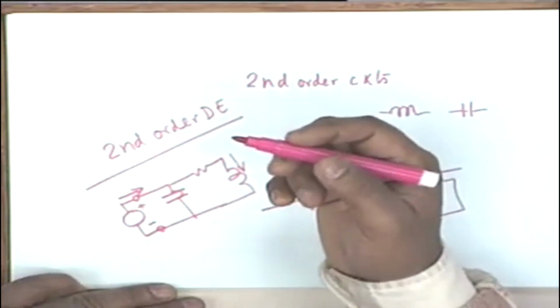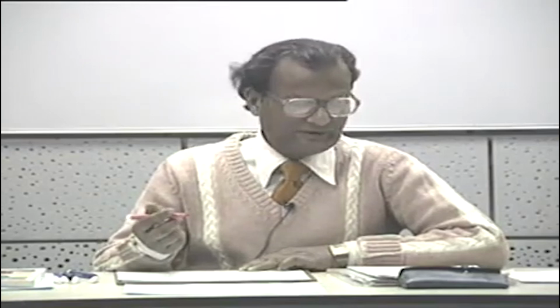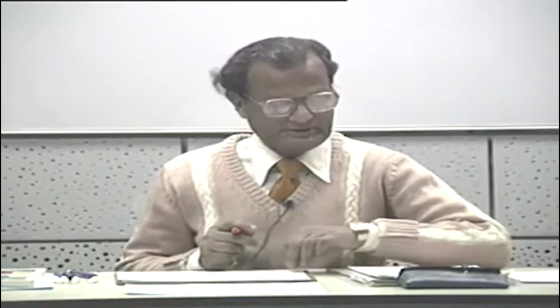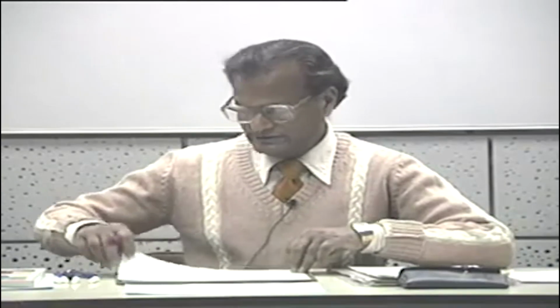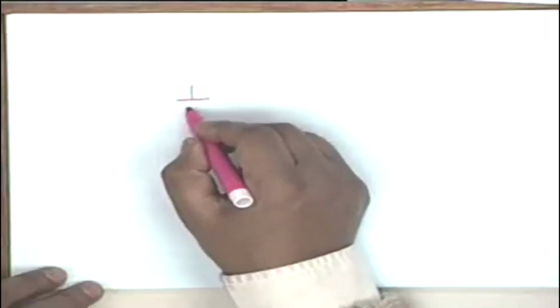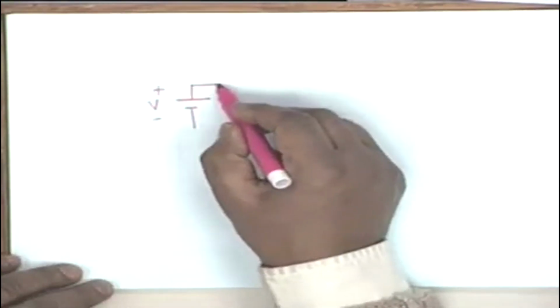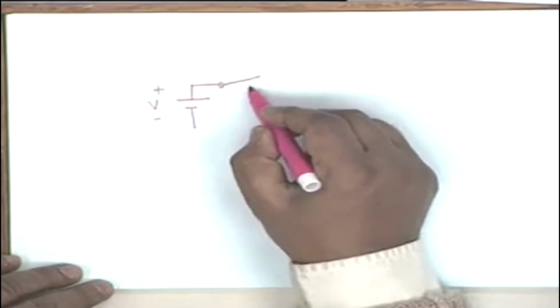A truly second order circuit is one in which the natural response is determined by two distinct frequencies, and therefore the characteristic equation of the circuit must have two roots, which may be distinct, may not be distinct, which may also be coincident, but two roots. Well, the simplest example is if a step voltage V u of t is applied to a series RLC circuit.